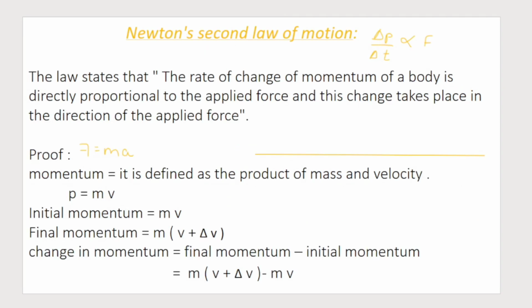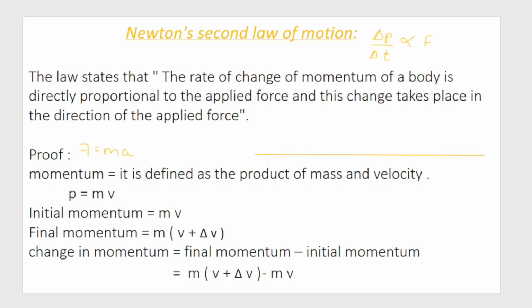Let's look into Newton's second law of motion. The rate of change of momentum of a body is directly proportional to the applied force, and this change takes place in the direction of the applied force. That is, delta P by delta t is directly proportional to F. Now let's look into the proof for F is equal to ma.